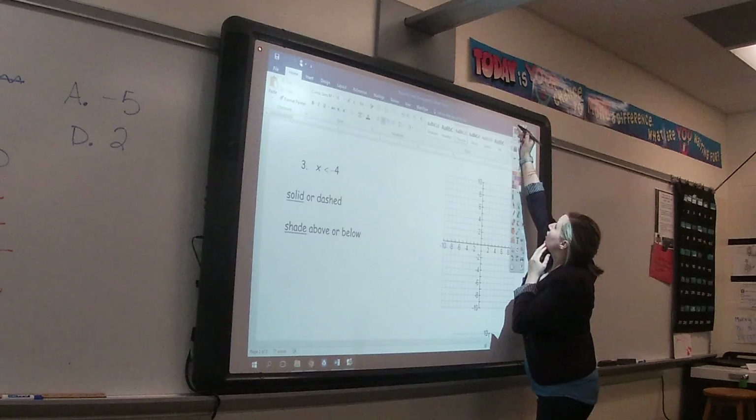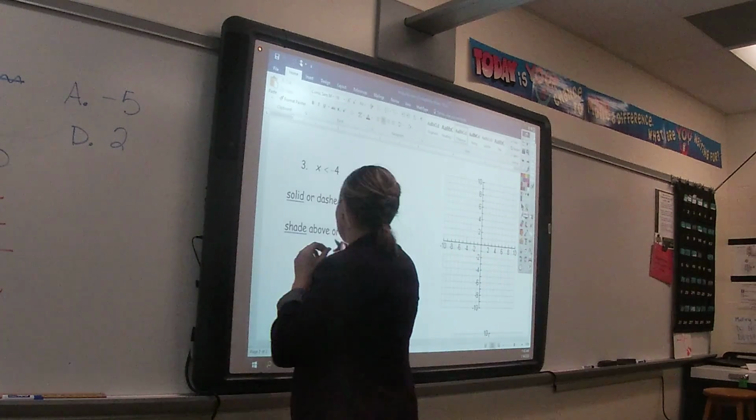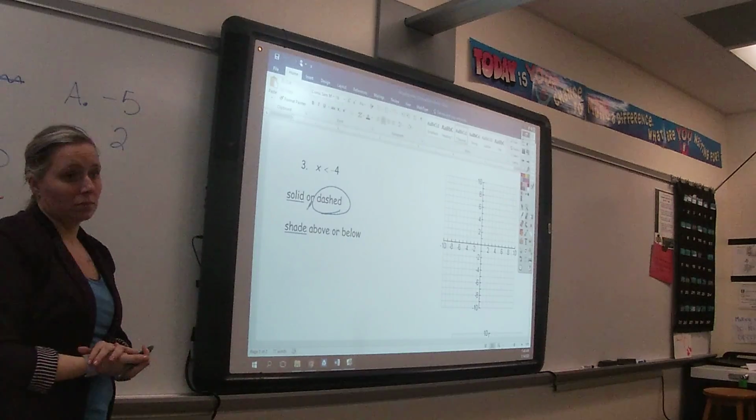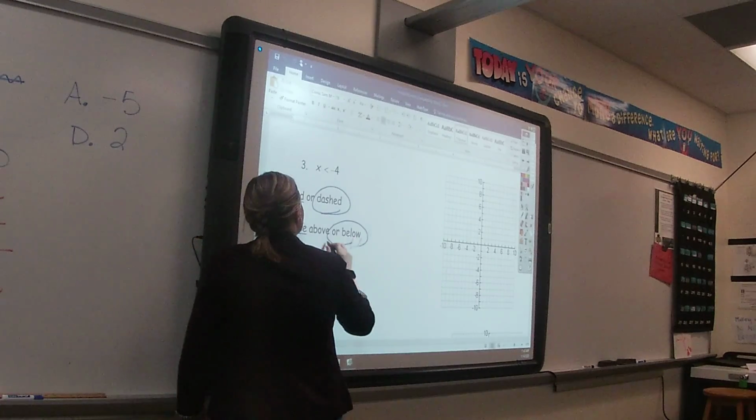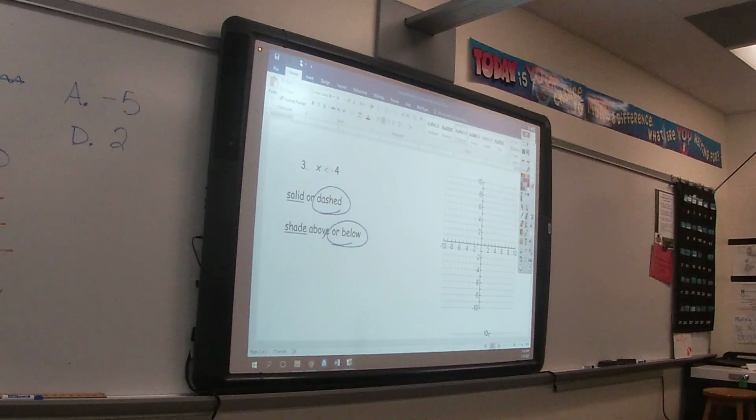Okay, so first of all, if we look at number 3 here, is this going to be solid or dashed? Dash. Above or below? Below. Apparently I really like below right now. I think we can get that part figured out.